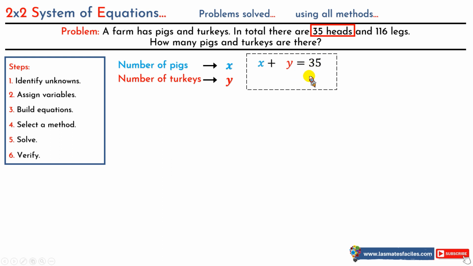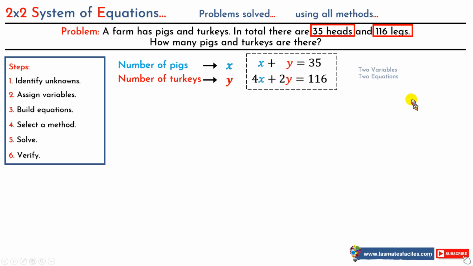Now, let's look at the second situation. There are 116 legs. Therefore, the second equation is 4x plus 2y equals 116. Let's analyze this equation. Each pig has 4 legs. That means x number of pigs must be multiplied by 4. That's why we put 4x. Now, each turkey has 2 legs. That means y number of turkeys must be multiplied by 2. That's why we put 2y.